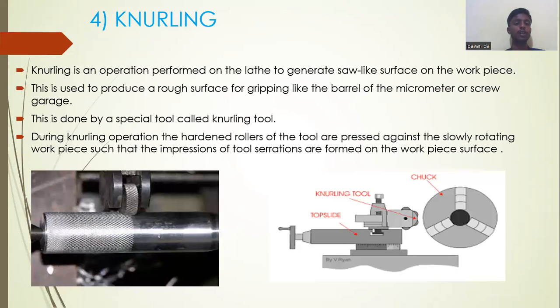The fourth operation, knurling. Knurling is an operation performed on the lathe to generate a serrated surface on the workpiece. This is used to produce a rough surface for gripping like the barrel, micrometer, screw, gauge. This is done by a special tool called a knurling tool. During the knurling operation, the hardened rollers of the tool are pressed against the slowly rotating workpiece such that impressions of tool serrations are formed on the workpiece surface.